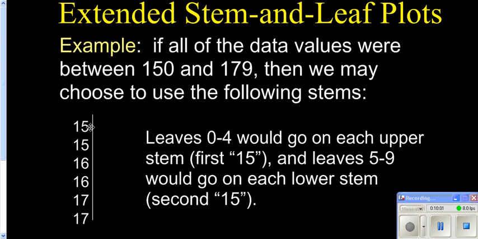Anything from 150 to 154, you'd put the numbers to the right over here. Anything that's in 155 to 159, you would put the numbers here to the right. This is splitting your stems.